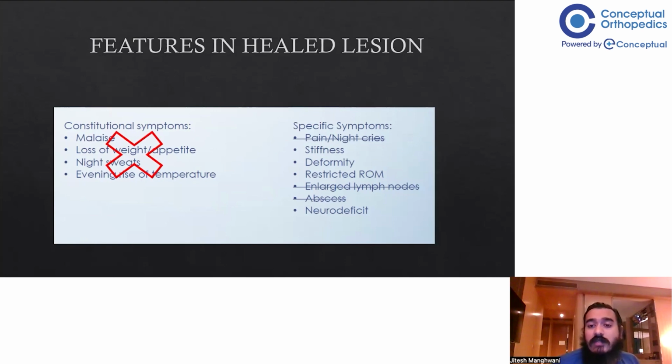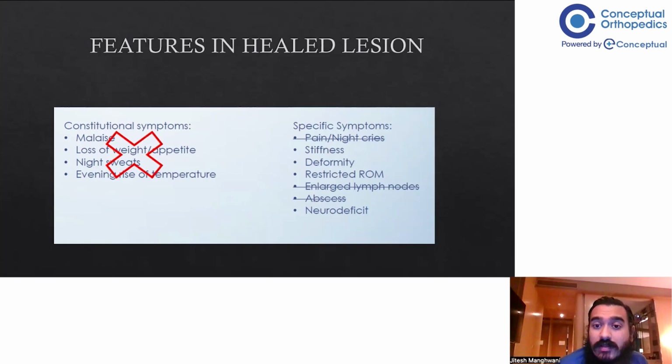So, since the lesion is healed, even when the muscles relax, the bones are not going to collide with each other because they are already healed, maybe in a normal or acceptable or unacceptable position. Along with that, enlarged lymph nodes. Since the disease is not active, the lymph nodes won't be reactive, and there won't be any abscess. There won't be any liquid abscess or pus because the lesion again is healed.